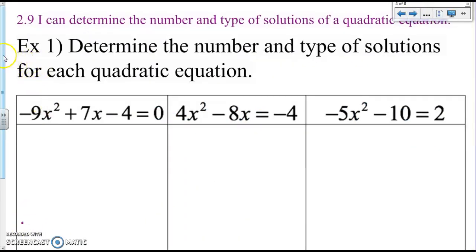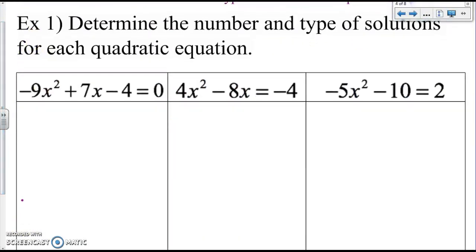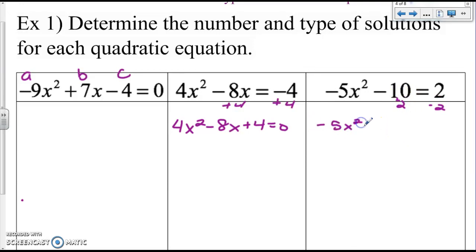Okay, so we're going to go ahead and determine the number and type of solutions for each quadratic equation here. So I'm going to do b squared minus 4ac for all of these. And before I can do that, I have to make sure that my equation is actually equal to 0. So notice in the second one, I'm moving some stuff around. I'm going to add 4 to both sides. And same thing in this third one. I'm going to move that 2 over. So I have negative 5x squared minus 12 equals 0.